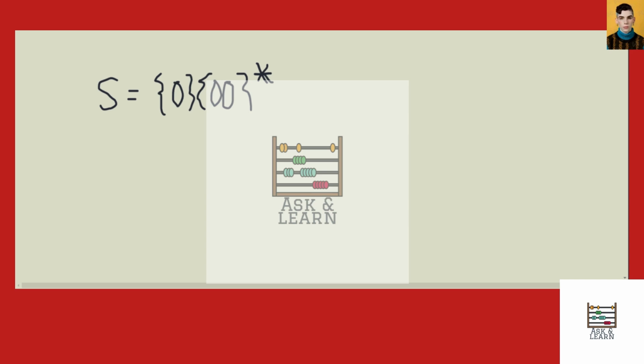This is actually, instead of being 0, 0 star, this should be 0, 0, 1 star, because we can have ones. Now, let S0 be the start state.